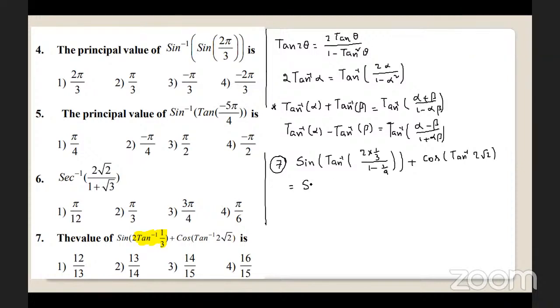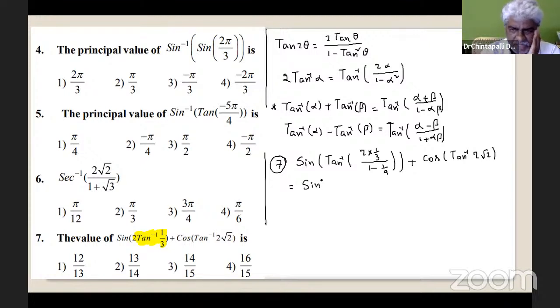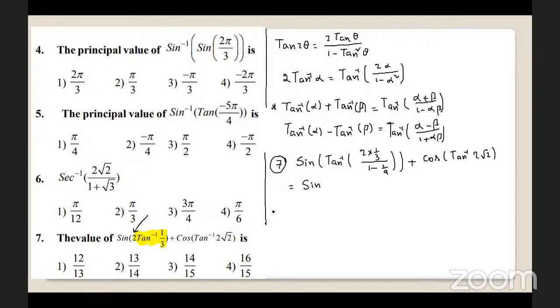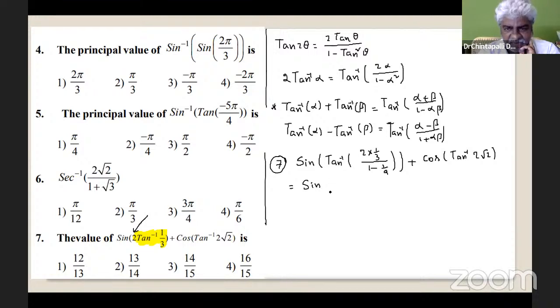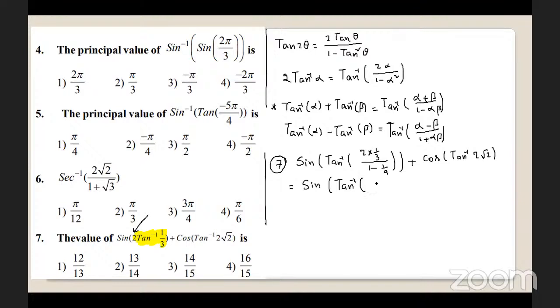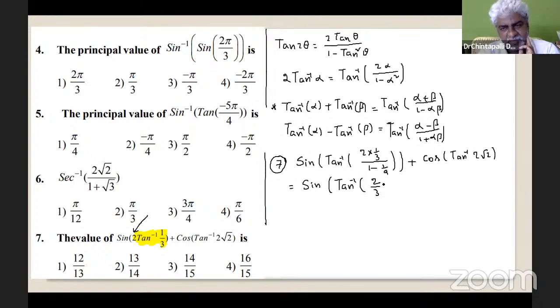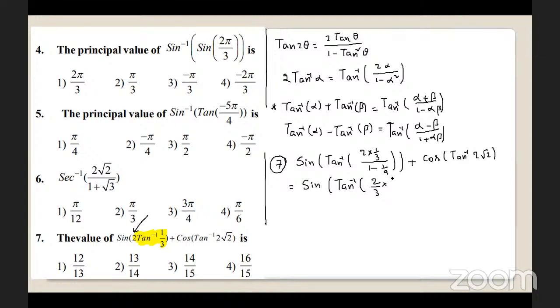See, we use the formula if the number is before it, 2 times. Got it? Sine of tan inverse, simplify it: tan inverse 2 by 3 times by what? 8 by 9, so 9 by 8. Plus cos of tan inverse 2 root 2.